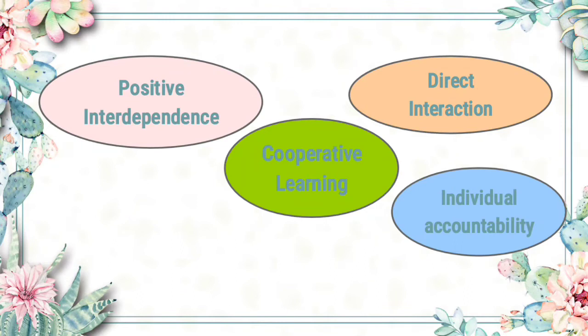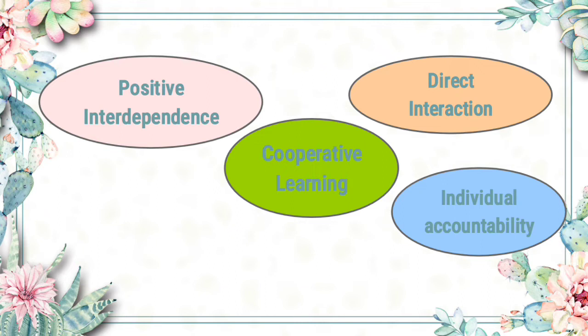So next is individual accountability. Meaning all the members are accountable for the success or failure. And they should all work hard to ensure that each member of the group performs the assigned task and achieves the learning outcomes of the given activity.